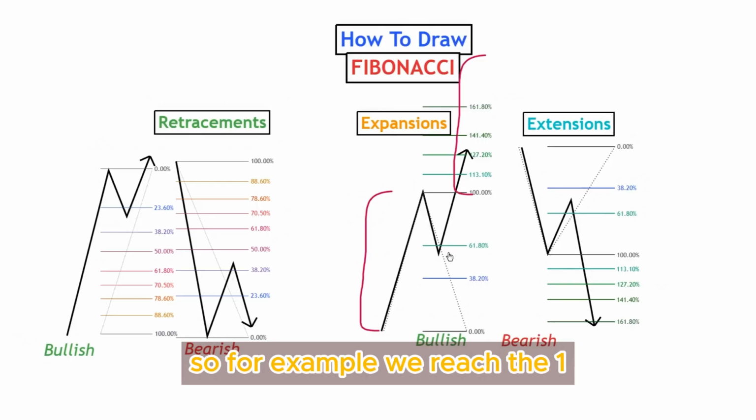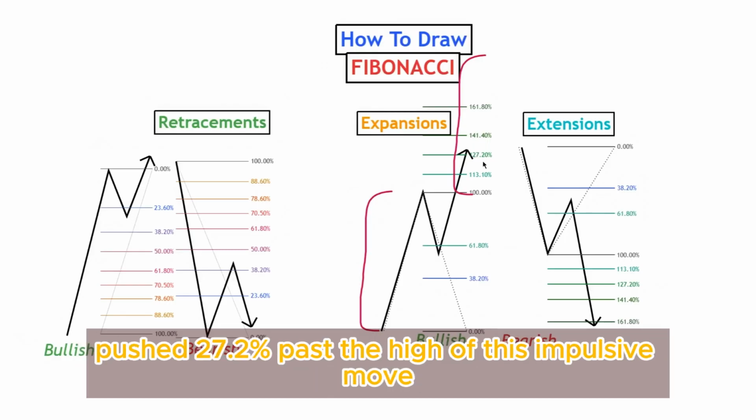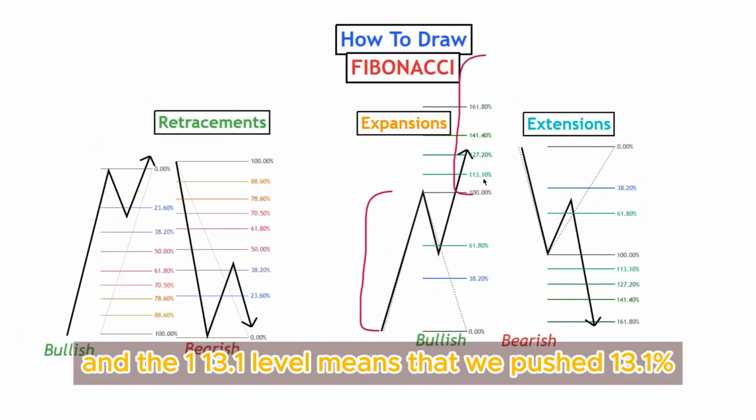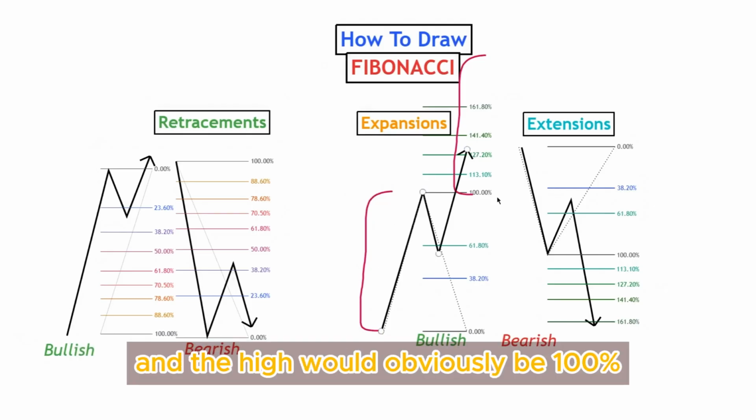So for example, we reached the 127.2 expansion level. What this basically means is that price pushed 27.2% past the high of this impulsive move. And the 113.1 level means that we pushed 13.1% past the high of this impulsive move. And the high would obviously be 100%.